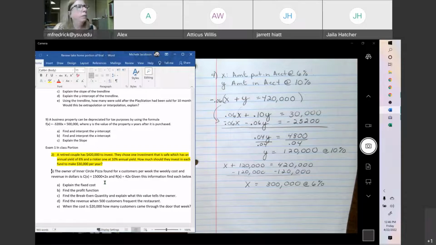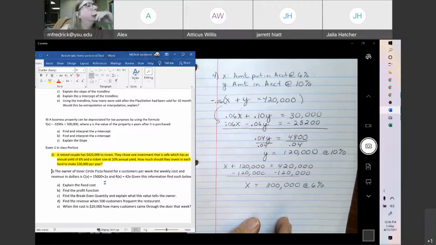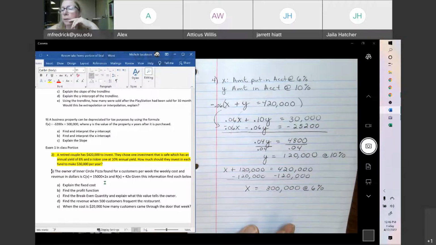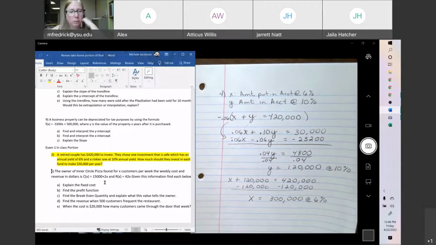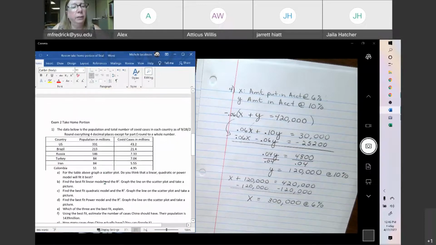Which one, Lauren, is that the one you were talking about, or did you mean a different one? Okay. Let's do the house payment one, because we haven't done too much with the calculator.